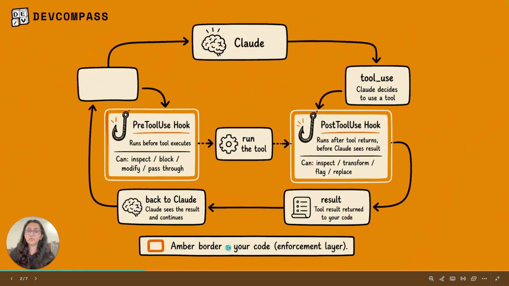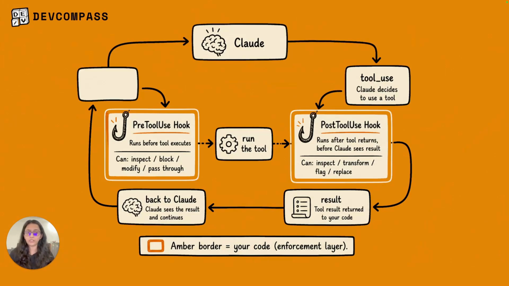Now, there are two hook types and they sit at two very specific points in the agent loop. So look at the diagram on the screen. This is the same agentic loop you built your mental model around in stage 1. Claude generates a response, the loop checks stop reason, a tool call goes out, the result comes back, and the loop continues. You already know this. Now look at where the two hooks attach.